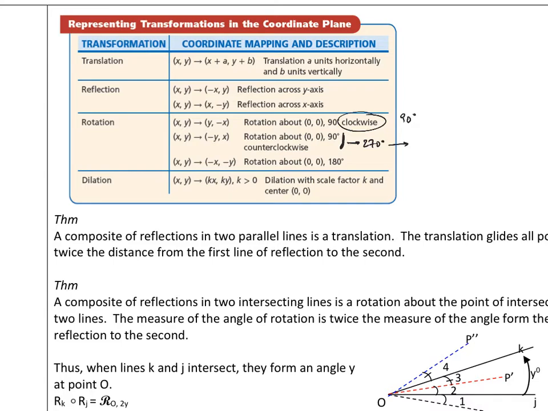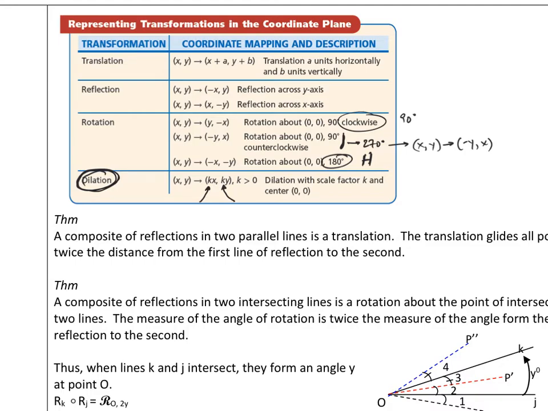So this one, (x, y) under 270 would map to (negative y, x). Here we have the 180, which we said is the same as a half turn. Here's the dilation, but again, we're going to talk about this one a little bit later. Basically, we just have a scale factor here, and we're multiplying the x and y by something.